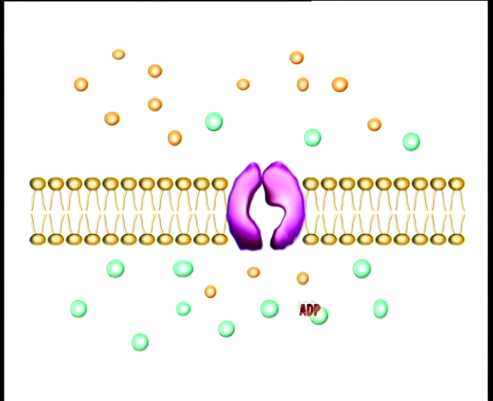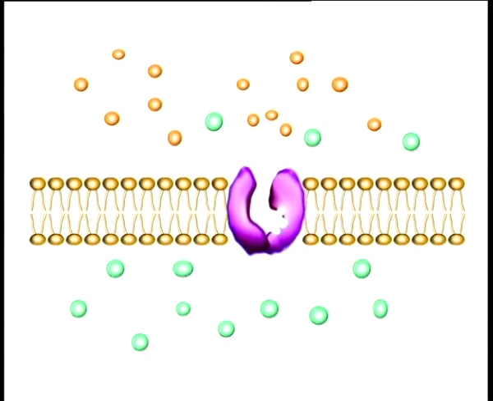cell to the inside. In this pump, 3 sodium ions bind to the inner side of the carrier protein, causing the ATPase function of the carrier protein to become activated. As a result, this carrier protein uses one molecule of ATP, releasing energy. This energy is believed to cause a conformation change in the carrier protein, releasing the sodium ions outside the cell and bringing the potassium ions into the inside of the cell.